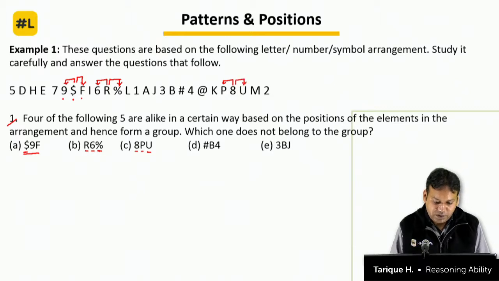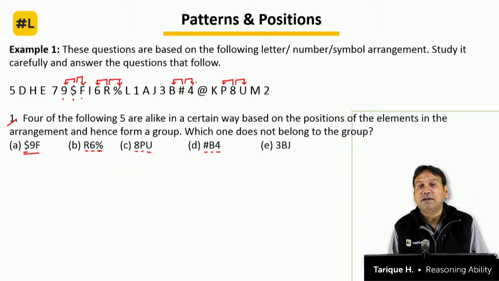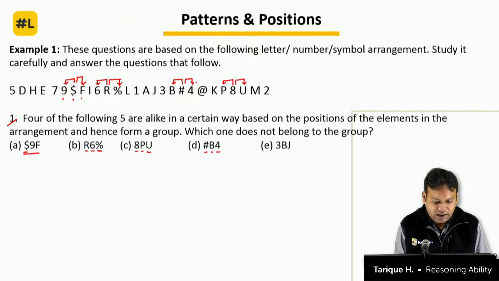So that's 8PU. Let's look at hash B4. In hash B4 again, from hash we go back to B, and then we go forward to 4. So all of them have a similar kind of pattern, whereas 3BJ is a wrong one. Why is it the wrong one?